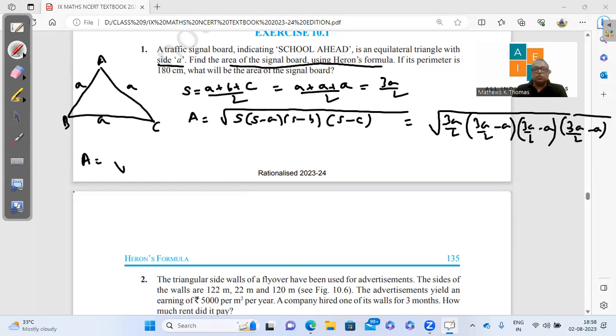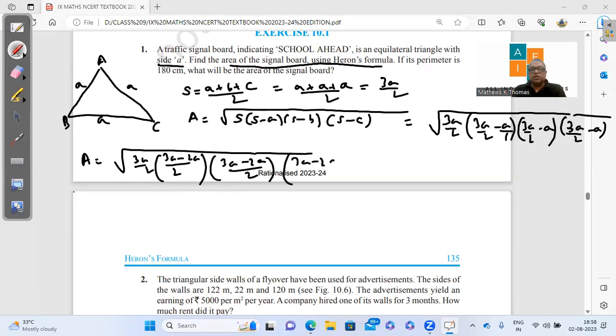Solving this, we'll get root of, this is 3A by 2 as it is. This bracket we'll have to take LCM. So there's nothing below A, so that will become A by 1. When I take the LCM, that is 2. So this is going to become 3A minus, 1 goes 2 times, 2 into A is 2A, right? So I'm going to get 3A minus 2A when I take the LCM. And I'm going to repeat this in every bracket. It's going to come same. So this will be 3A minus 2A upon 2 everywhere.